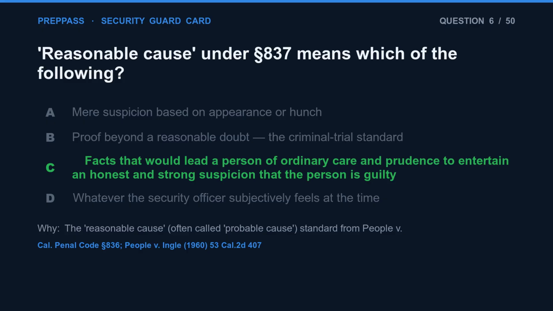The correct answer is C. The reasonable cause, often called probable cause, standard from People v.